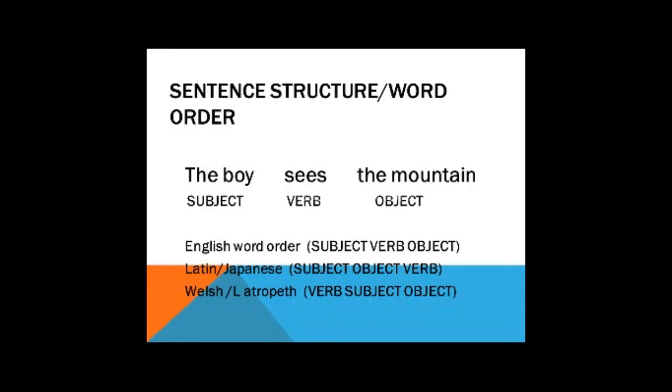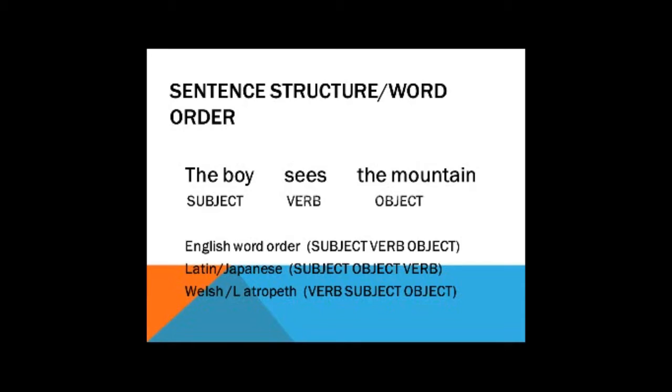So the boy is the subject of the sentence, and the subject of the sentence is performing the action of the verb. So who or what is doing the seeing? See is the verb, of course. The object of the sentence, the mountain, is who or what is receiving the action of the verb. So who or what is being seen. Linguistically speaking, this is not quite the right definition for these concepts, but it works very well for our purposes here. So the boy sees the mountain: subject the boy, verb see, object the mountain.